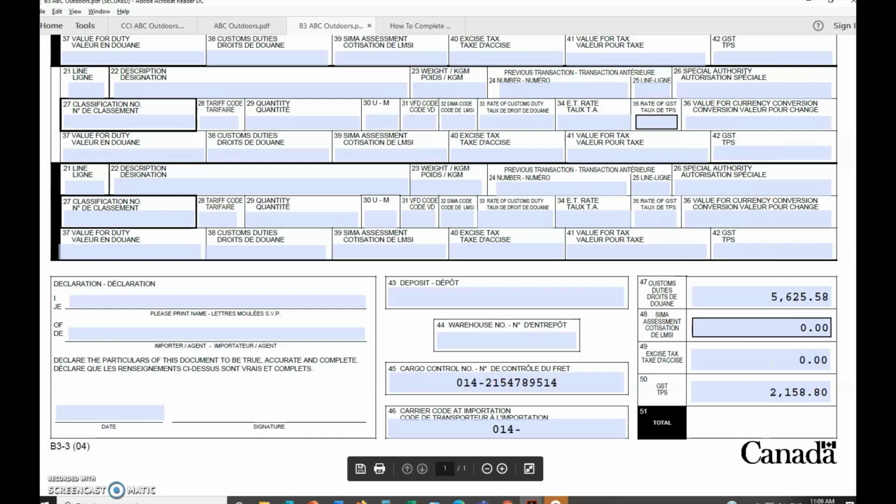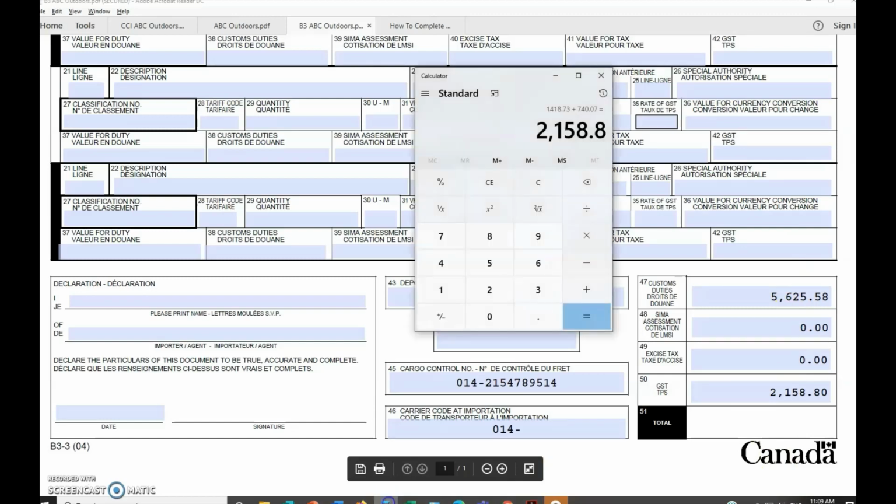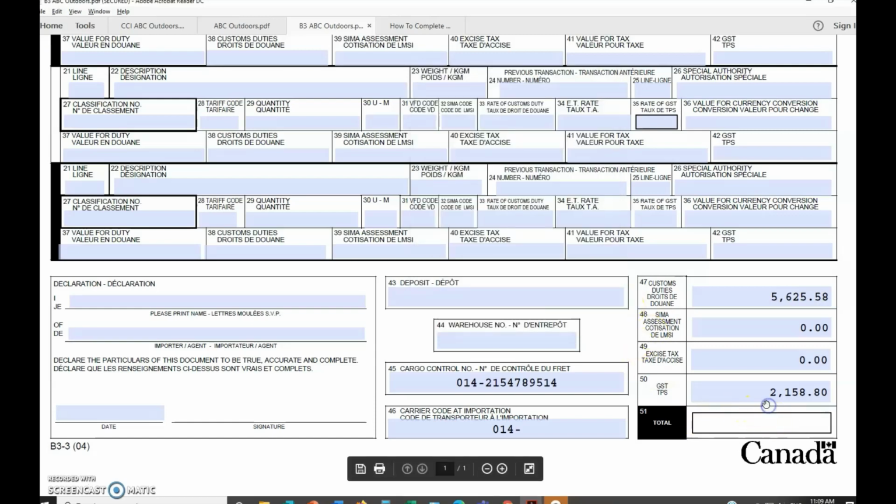Okay, and then in field 51, we total up all 4 of these fields, which is quite simple. So we've got 2158.80 plus 5625.58, which equals 7784.38.